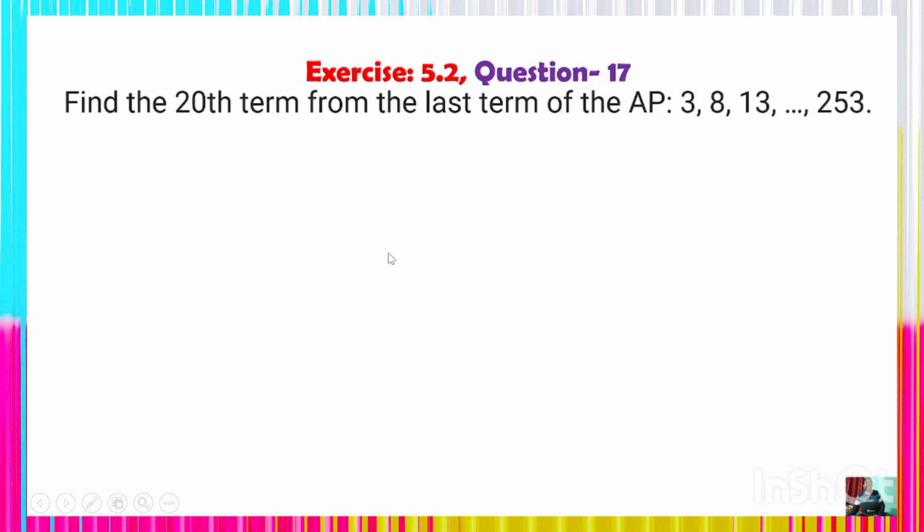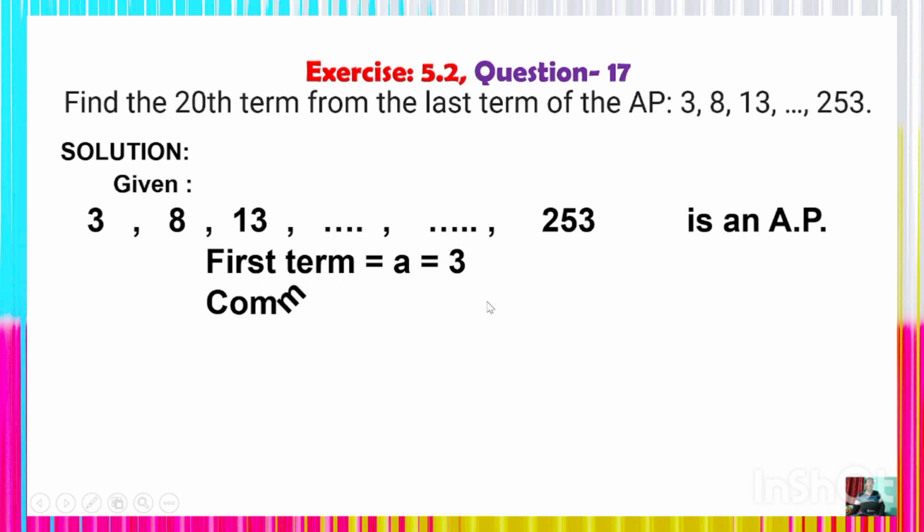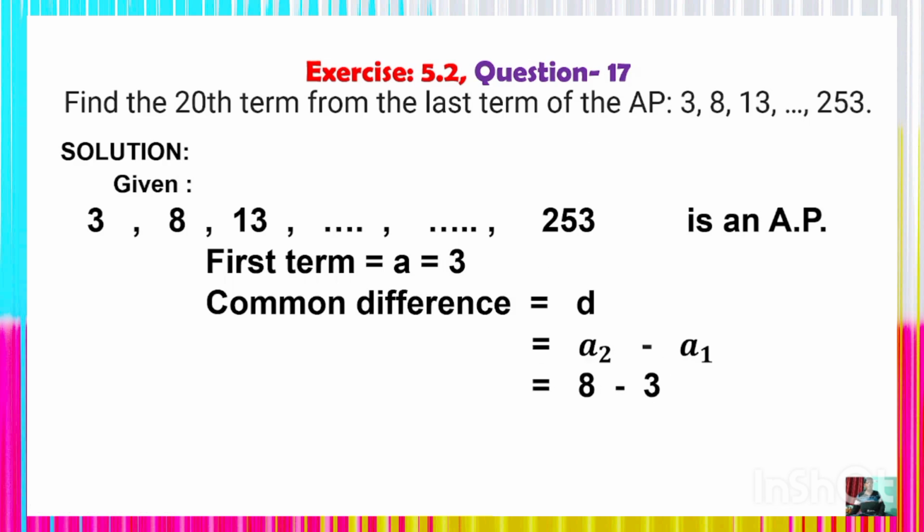This is a given finite AP. We have to find out the 20th term from the ending. This is a most important question for you students. A simple formula you can use and you can do it. Look at here, 3, 8, 13 up to 253 is an arithmetic progression, in which the first term A is equal to 3 and the common difference D is equal to what? A2 minus A1, which is 8 minus 3, which is 5, right?